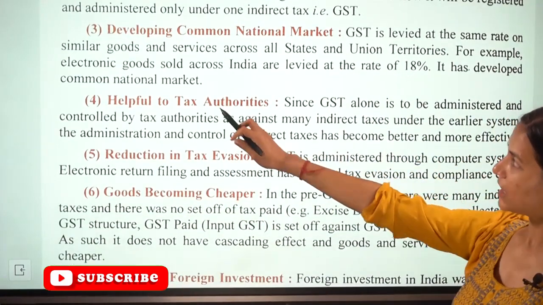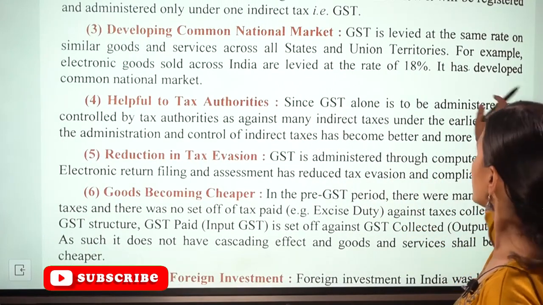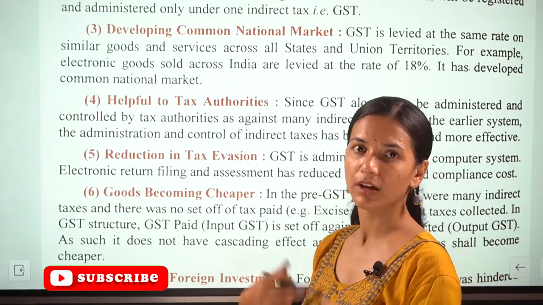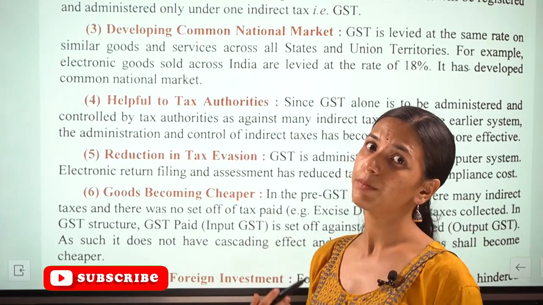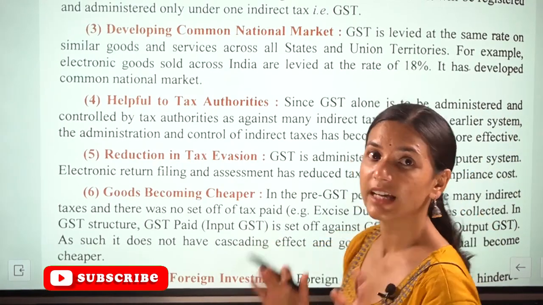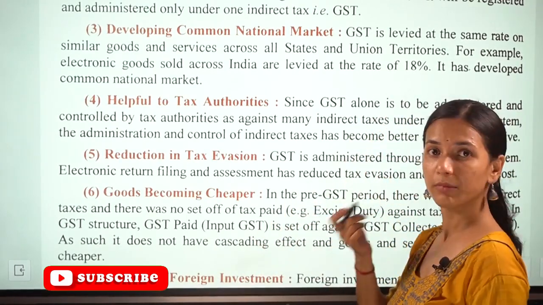For example, electronic goods sold across India are levied at the rate of 18%. It has developed a common national market. If we buy the product here, we are going to pay 18%. If we buy the product in Delhi also, we are going to pay 18%. So that is developing a common national market. It is a common market now.